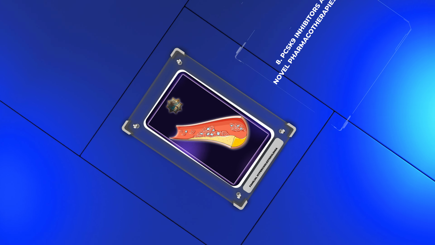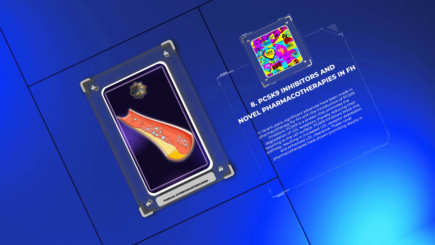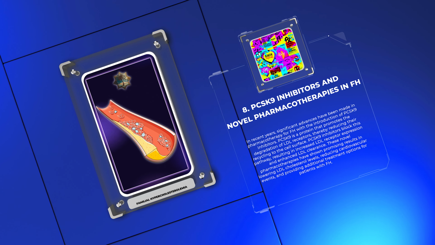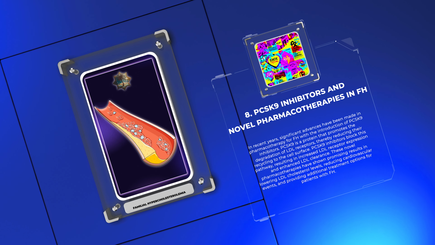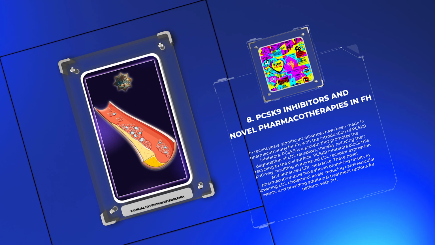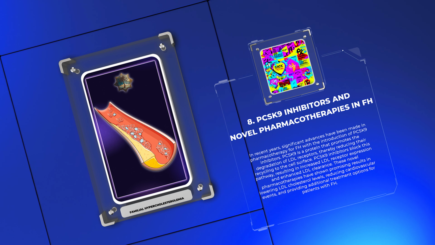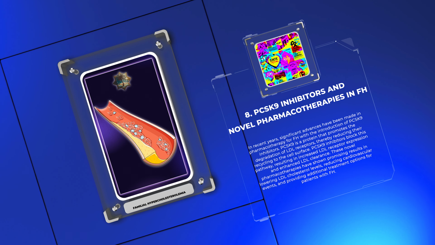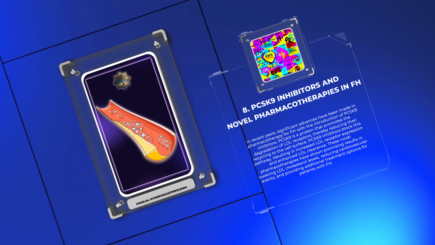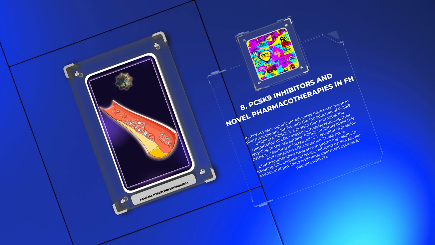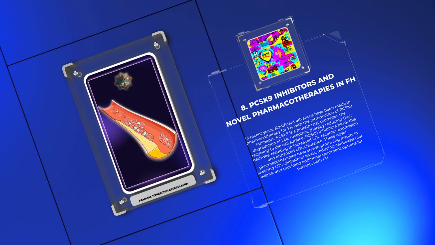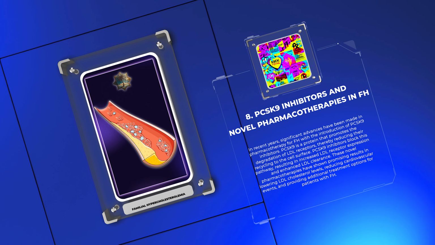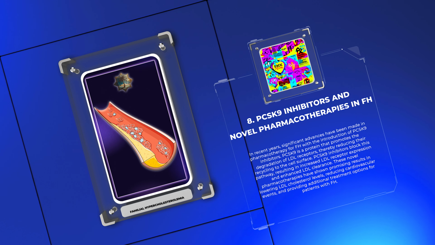In recent years, significant advances have been made in pharmacotherapy for FH with the introduction of PCSK9 inhibitors. PCSK9 is a protein that promotes the degradation of LDL receptors, thereby reducing their recycling to the cell surface. PCSK9 inhibitors block this pathway, resulting in increased LDL receptor expression and enhanced LDL clearance. These novel pharmacotherapies have shown promising results in lowering LDL cholesterol levels, reducing cardiovascular events, and providing additional treatment options for patients with FH.